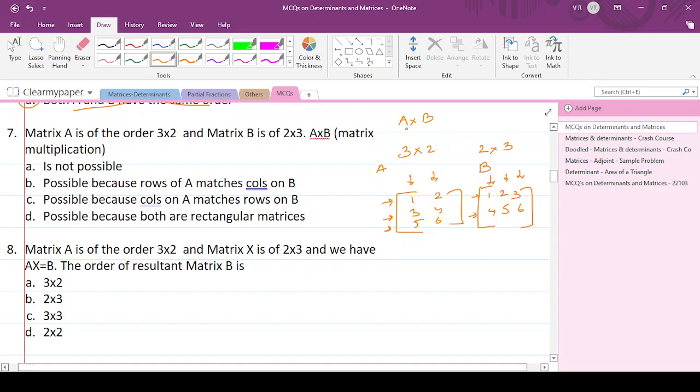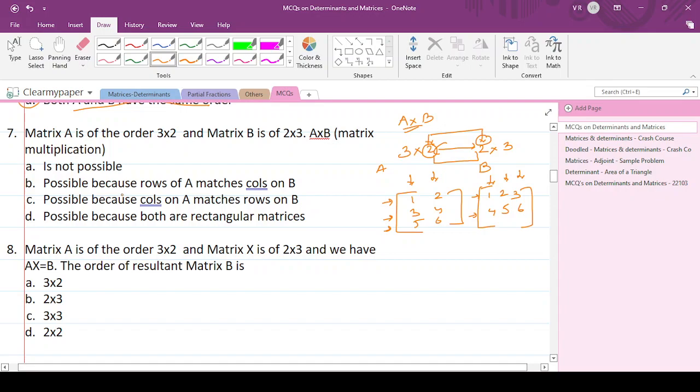A multiplied by B. If you remember in one of the crash courses, we are clearly told that we have to check these 2 inner numbers. Once you write the order of both the matrices, these 2 numbers should be the same, which means the columns of the left matrix A should match the rows of the right matrix B, or the 2 inner numbers should match. Then only the multiplication is possible. If the numbers are different, then multiplication is not possible.